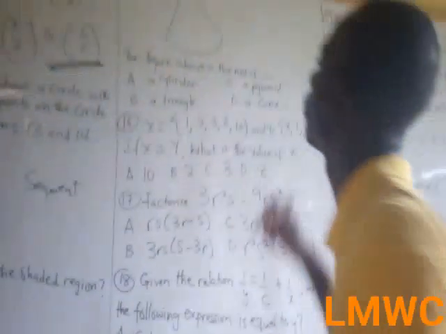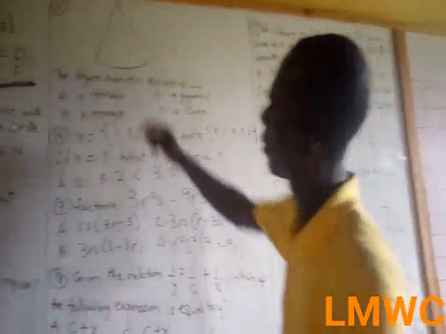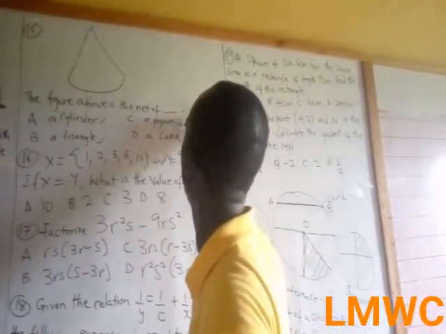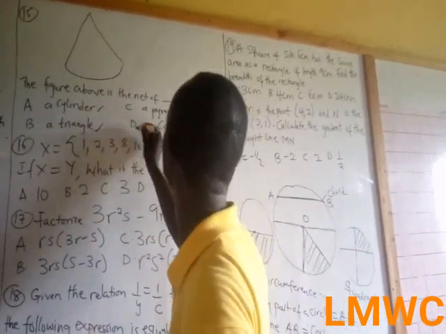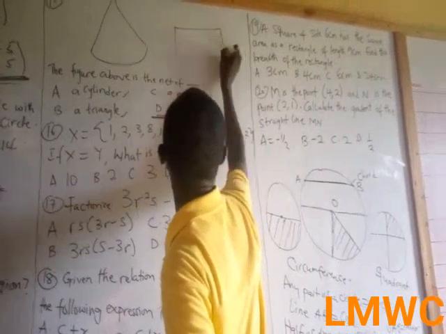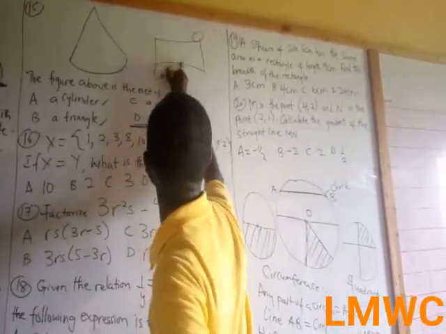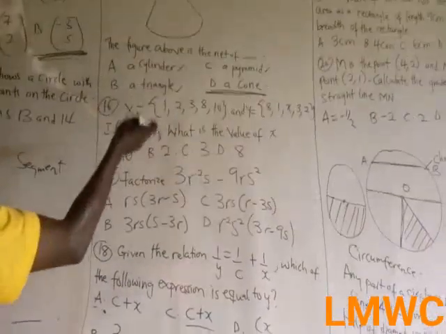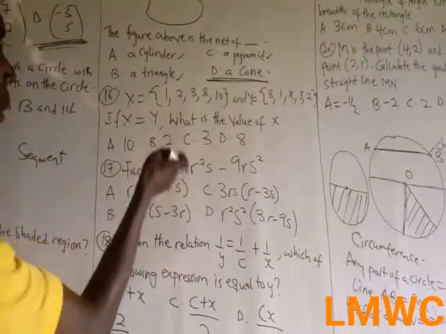Question 15. The figure above is the net of what? This is not a cylinder, no. Triangle, no. Pyramid, no. It's a cone. It's a cone, because a cylinder looks like this.